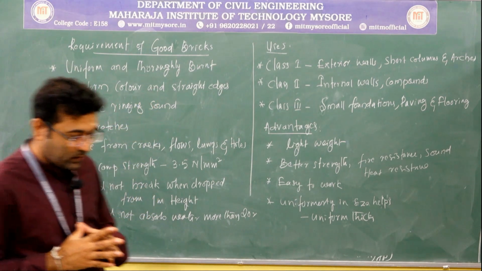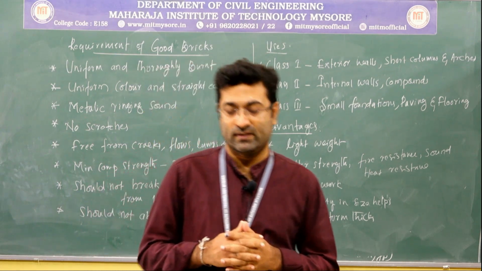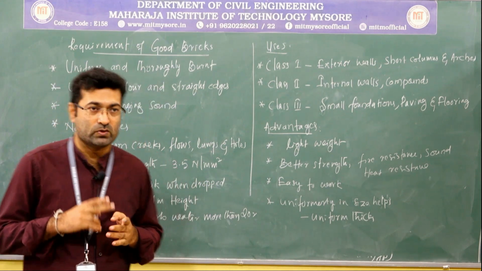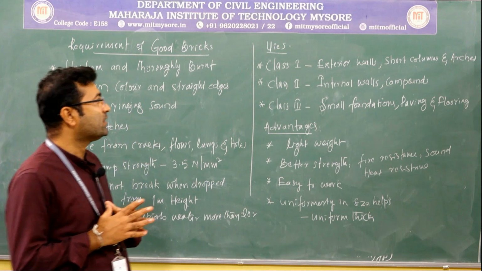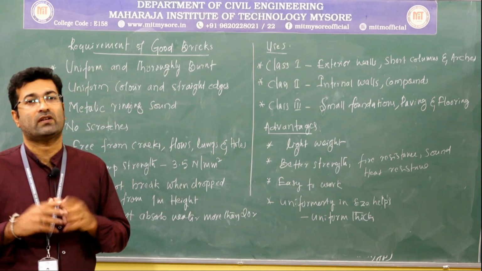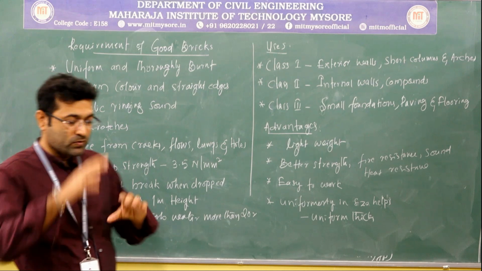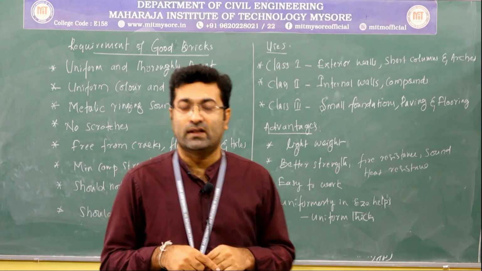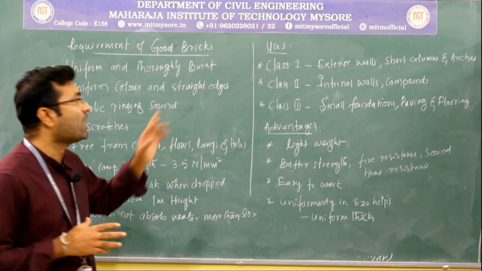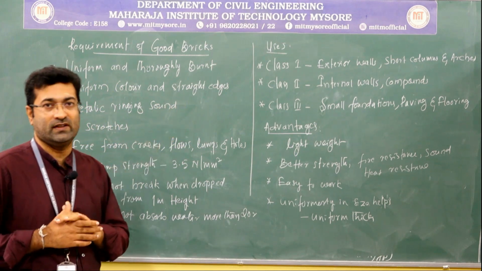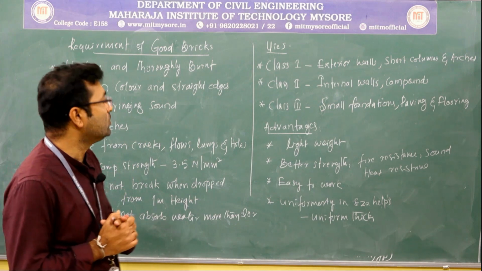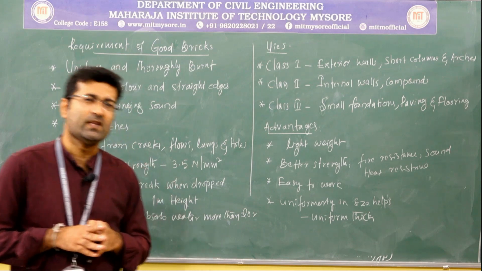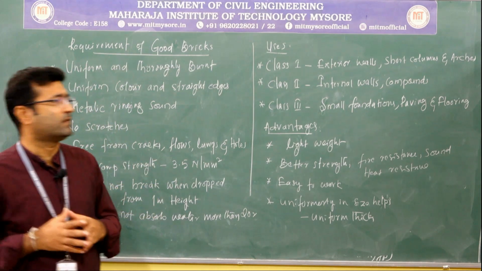Now, moving on to the major uses of bricks. As I mentioned earlier, bricks are basically of three categories: class 1, class 2 and class 3. Class 1 bricks are usually used for the construction of exterior walls and short columns. If you have any arches in the construction, we can use class 1 bricks for these as well. Class 2 is usually used for the construction of interior walls, and sometimes for compound walls also.